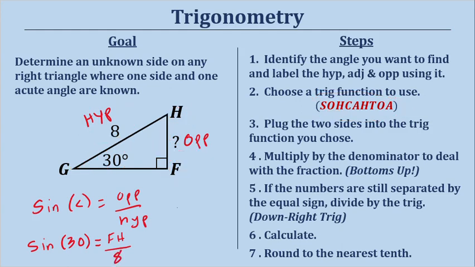My job now is to isolate the thing I'm looking for. I need FH to be alone. To do this, I'm going to start by taking whatever's on the bottom, whether it's a number or the thing I'm looking for, and I'm going to multiply it up and left to the very front. And that's going to turn this into 8 sine of 30 equals FH. Now, since the numbers are both on the same side of the equal sign, FH is already alone, which means I get to skip the next step entirely and go straight to the calculator.